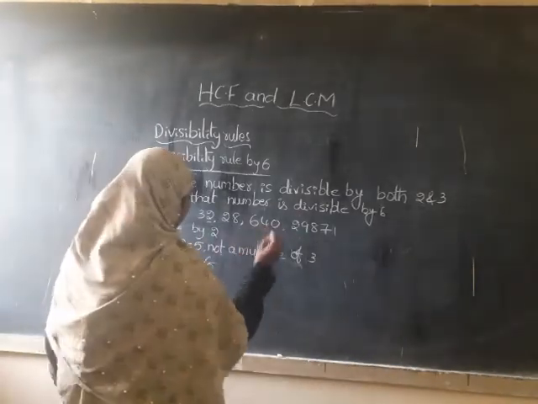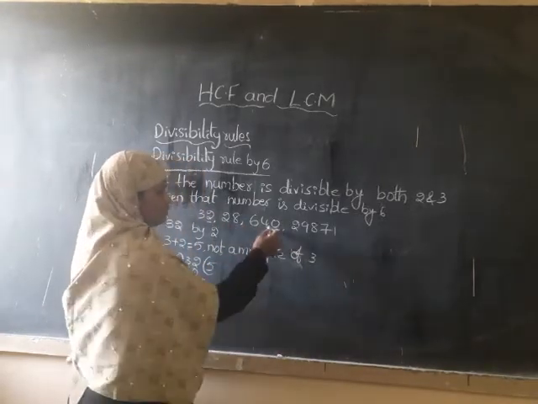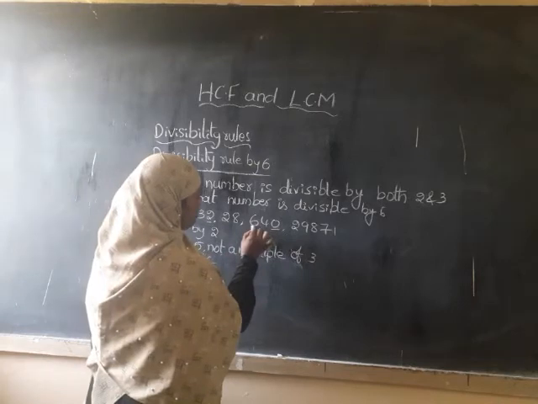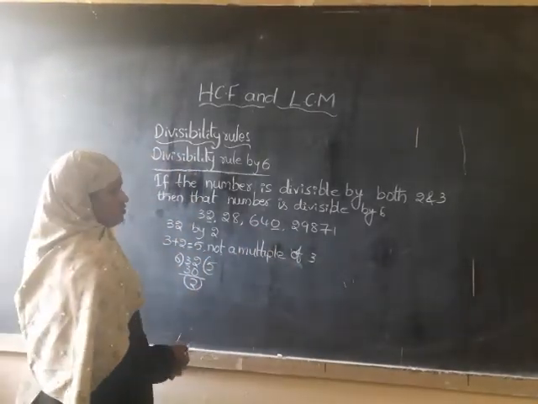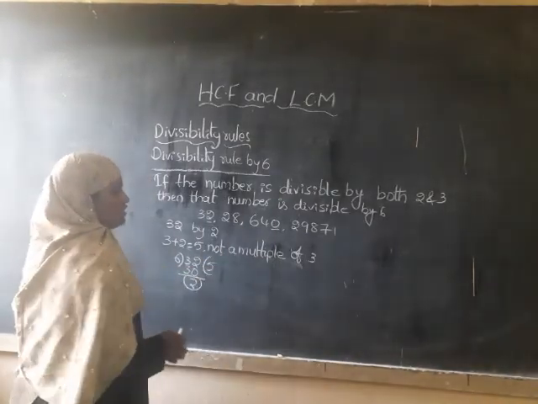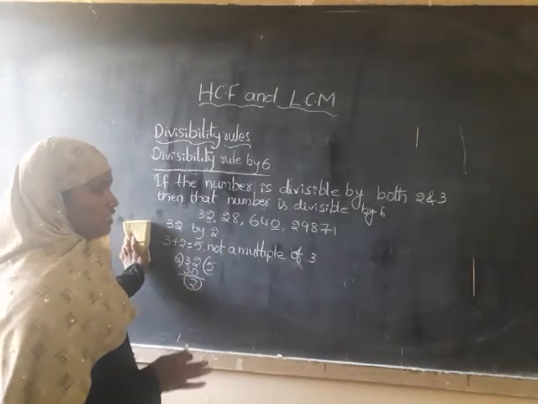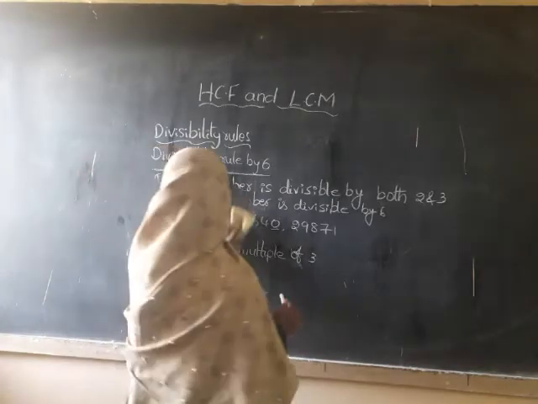Let me take 640. In one's place there is 0, so it is divisible by 2. Divisibility rule by 3 is the sum of the digits. 6 plus 4 equal to 10. Not a multiple of 3. Then that number is also not divisible by 6. A number which satisfies both 2 and 3 rules, only that number satisfies the 6 rule.